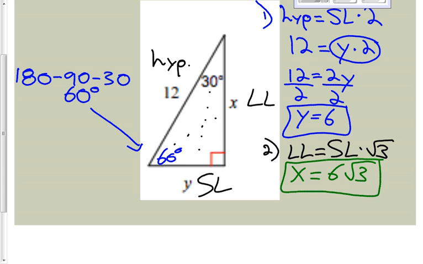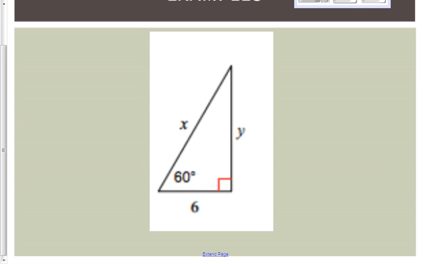Looking at another problem. Again, I need to establish, is this actually a 30, 60, 90 triangle? Using the same logic as the previous problem, I can determine that that topmost angle, this one, is indeed a 30-degree angle. Labeling my parts in this right triangle, I've got my hypotenuse, the long leg, short leg. Working with the two equations that I know, I need to find the hypotenuse.